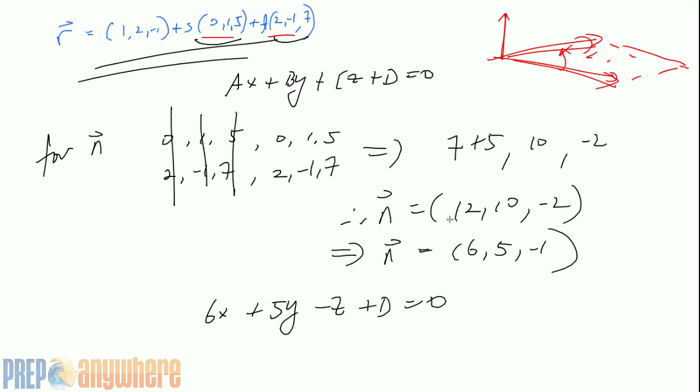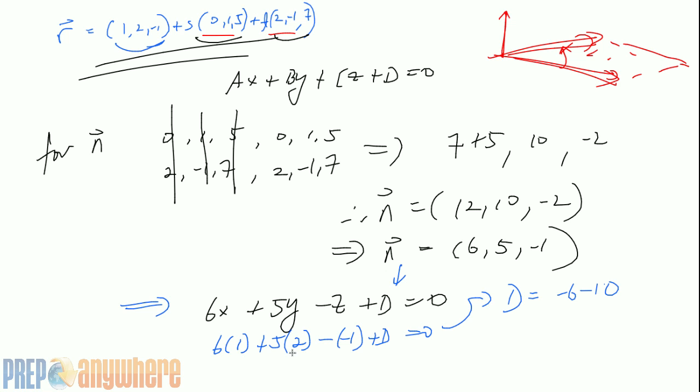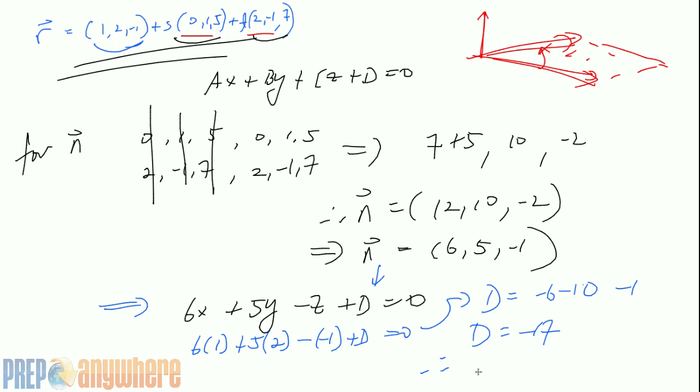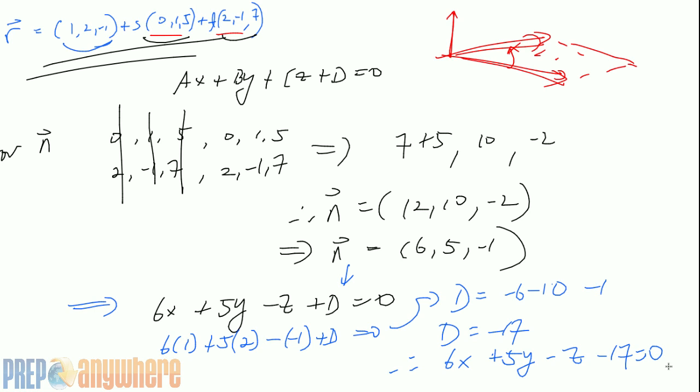Okay, so to find d, we know that this point (1, 2, -1) is in this plane. So we plug it in. d is going to equal minus 6, minus 10, and minus 1. So d is equal to minus 17. Therefore, the equation of the plane we're looking for, the scalar equation, is this. Okay, that's another way of writing the equation of a plane over this one here.